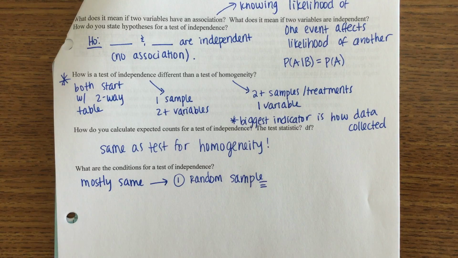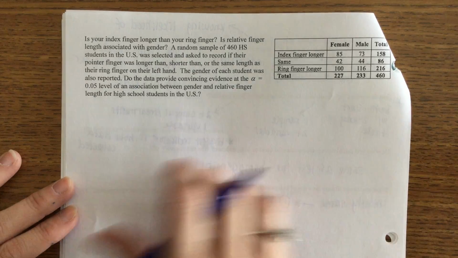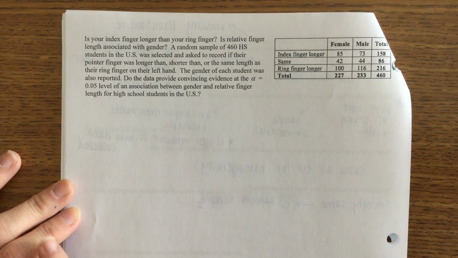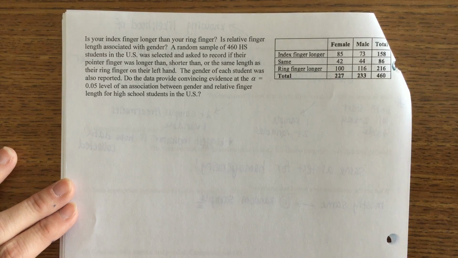Okay. Ready for an example? We're going to do the example on the next page, page 14. Is your index finger longer than your ring finger? Is relative finger length associated with gender? A random sample of 460 high school students in the U.S. was selected and asked to record if their pointer finger was longer than, shorter than, or the same length as their ring finger on their left hand. The gender of each student was also reported. Do the data provide convincing evidence at the alpha equals 0.05 level of an association between gender and relative finger length for high school students in the U.S.?